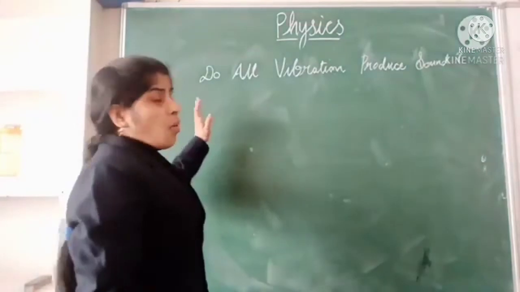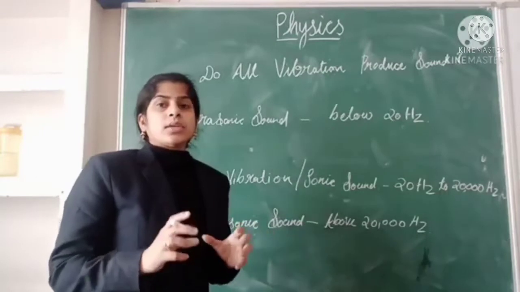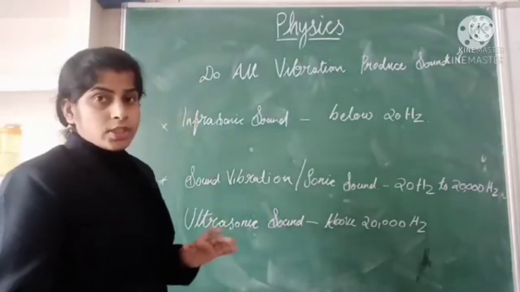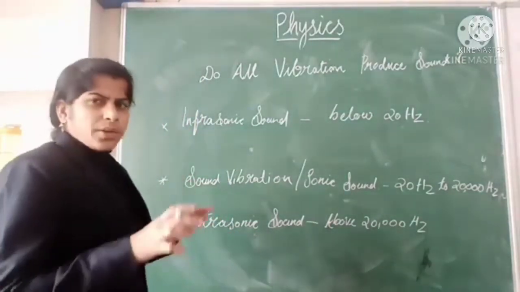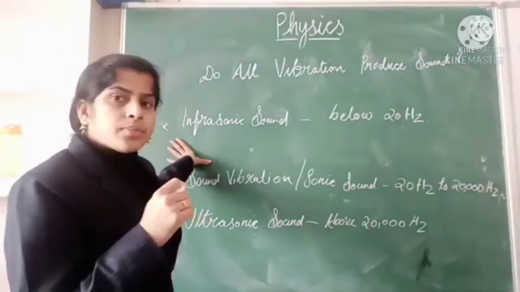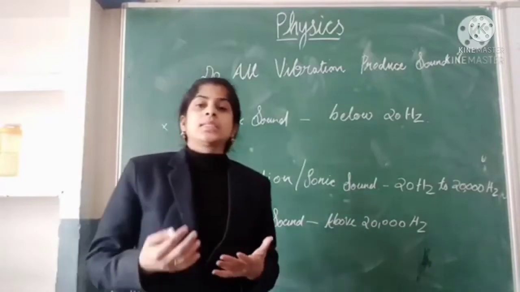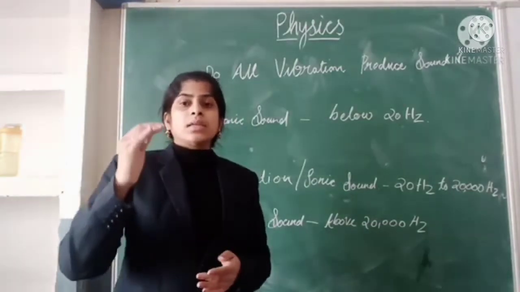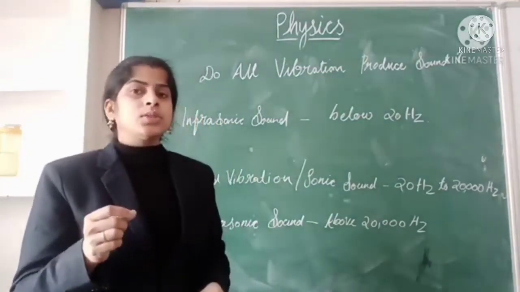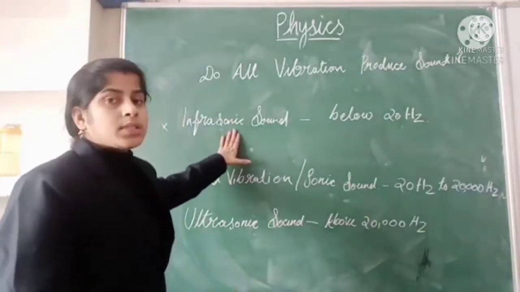Okay. So all the vibrations are now producing sound. The human ear is not sensitive to vibrations of all frequencies. So some sounds we are not able to hear. We heard the sound of what, the earthquake? No, why? That is an infrasonic sound, because that is below 20 hertz. These frequencies we are not able to hear. Clear? So the first one is the infrasonic sound.